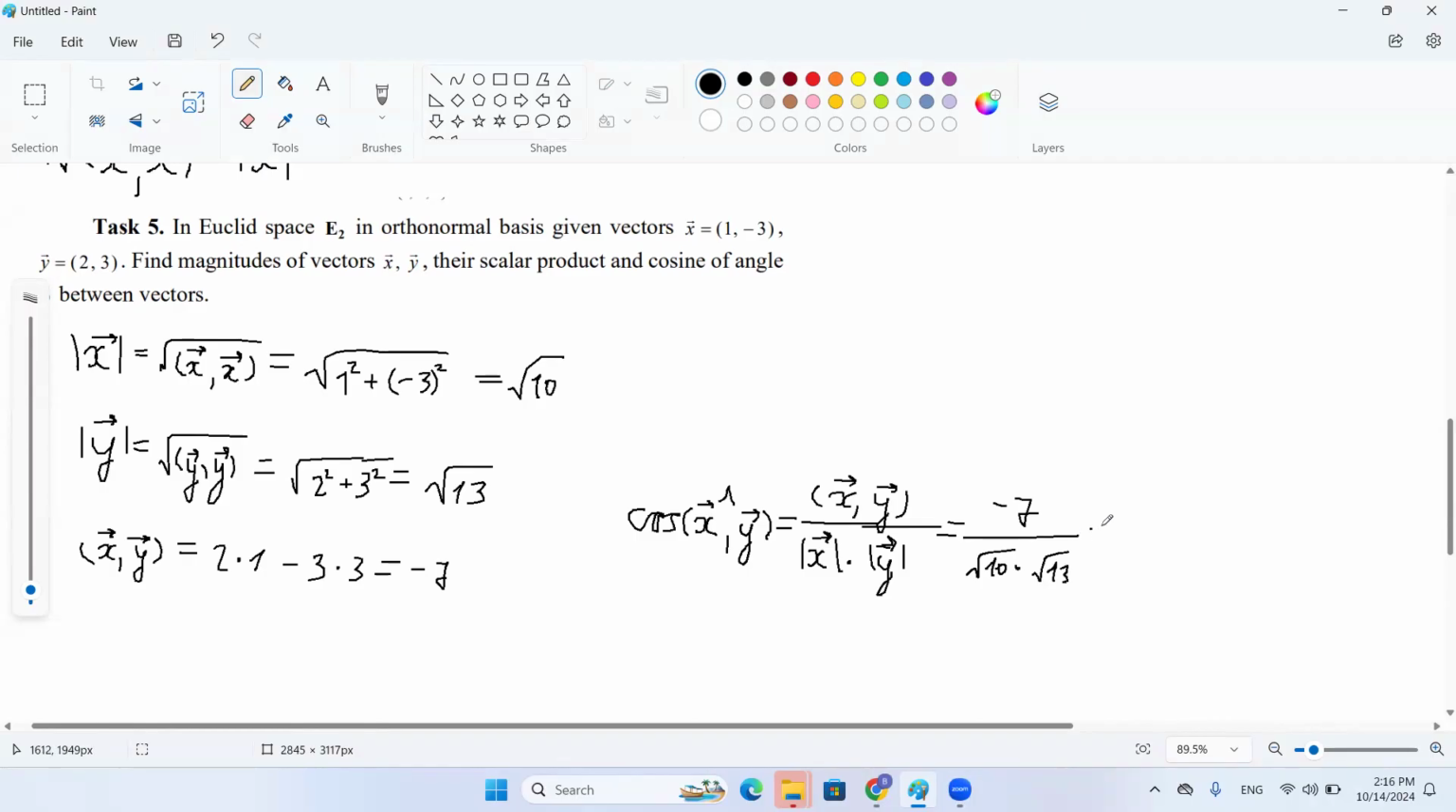And now let's do the sanity check, just to make sure that our result is adequate. So here we have square root of 130, and minus 7 is minus square root of 49. And so we can verify that the magnitude of cosine is less than 1, so adequate result. Any questions about this task? No questions. Okay.